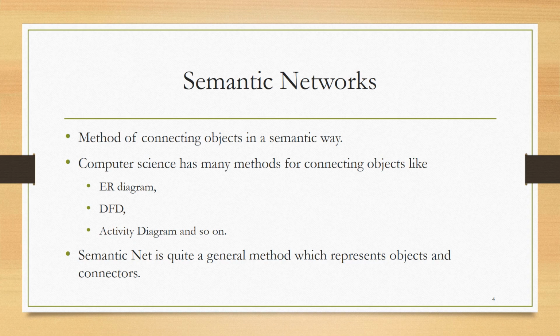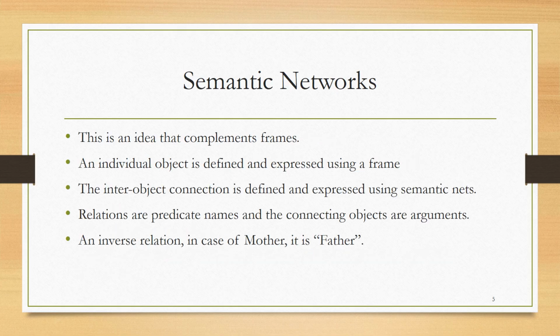There are many different methods for connecting objects, such as entity relationship diagram, data flow diagram, activity diagram, and many more. Semantic net is also quite a general method which represents objects and connectors. So, this is an idea that complements frames. In frames, an individual object is defined and expressed using a frame. But in semantic networks, the inter-object connection is defined and expressed using semantic nets. Relations are predicate names and connecting objects are arguments. In reverse relation, in case of mother, it is father.